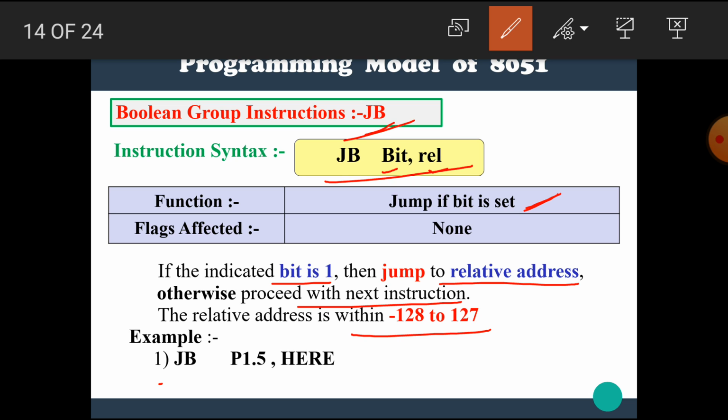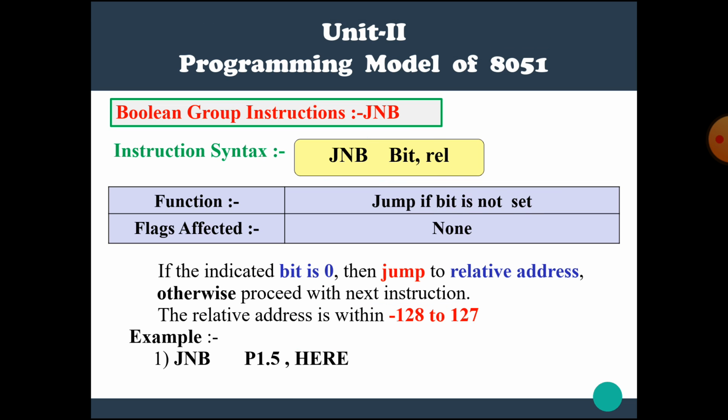For example, JB P1.5, here. That means after the execution of this instruction, if P1.5 has the value 1, then jump to here. If P1.5 has the value 0, then there is no need to jump; the next instruction is proceeded. I hope you all understand.